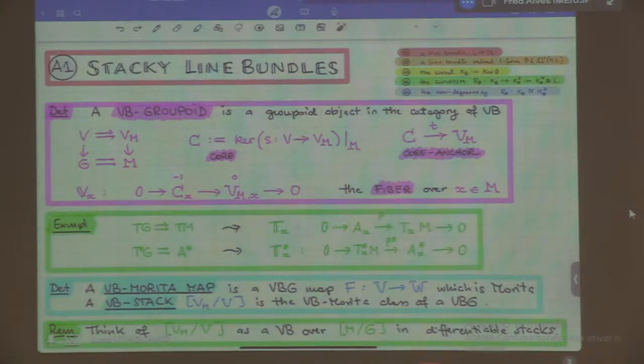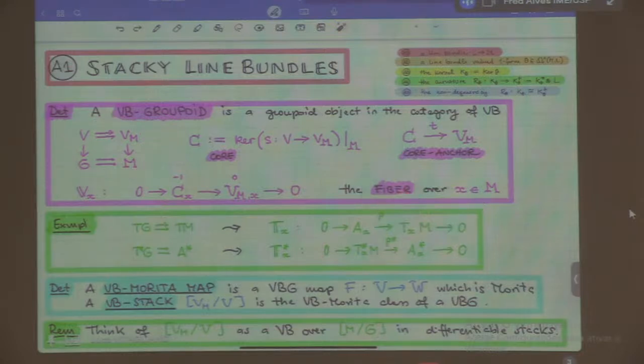And actually, it turns out that it's a good idea to interpret this core anchor as a two-term cochain complex of vector bundles. In particular, one can take the fiber over a point, like a cochain complex of vector spaces, which is sometimes called the fiber of the VB groupoid over the point on the base. And the reason for this terminology will be clear a little bit later.